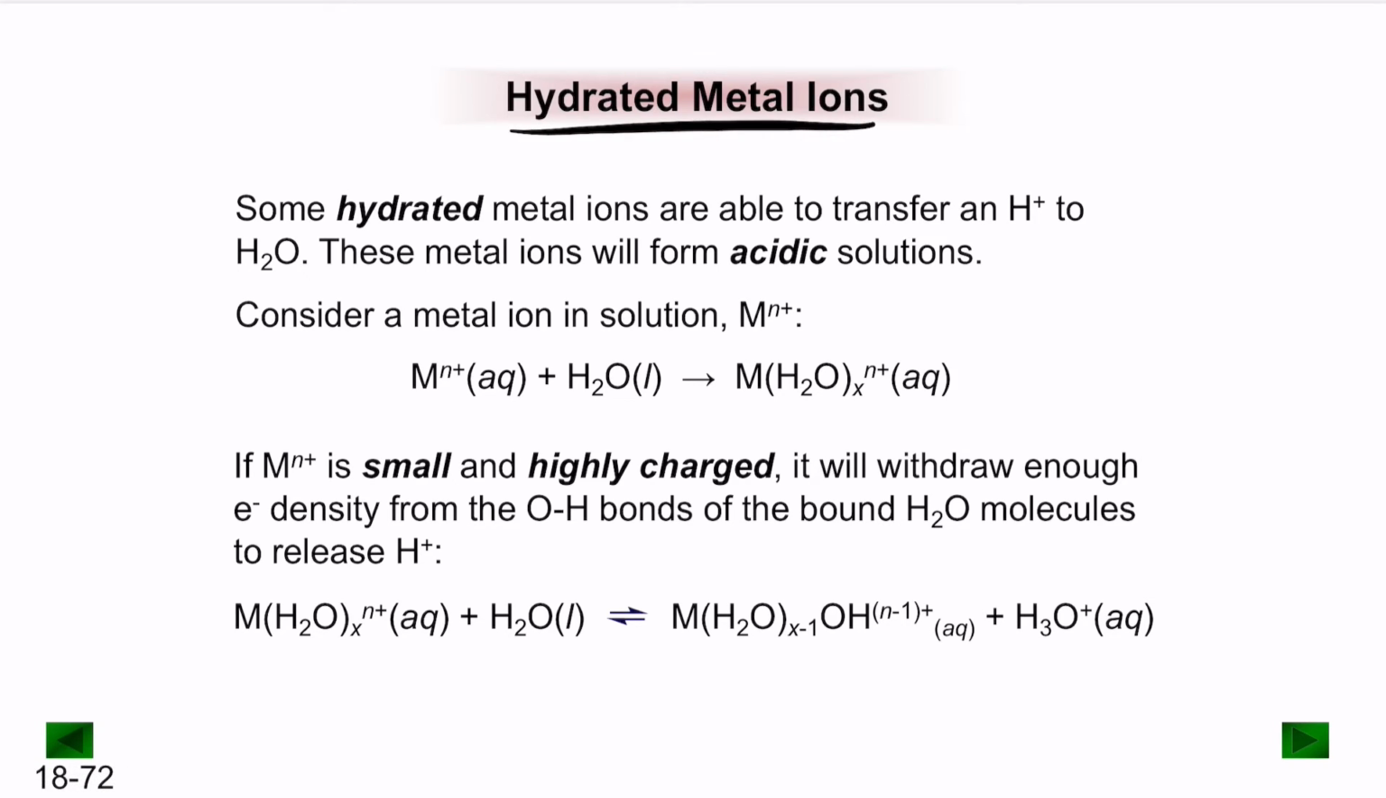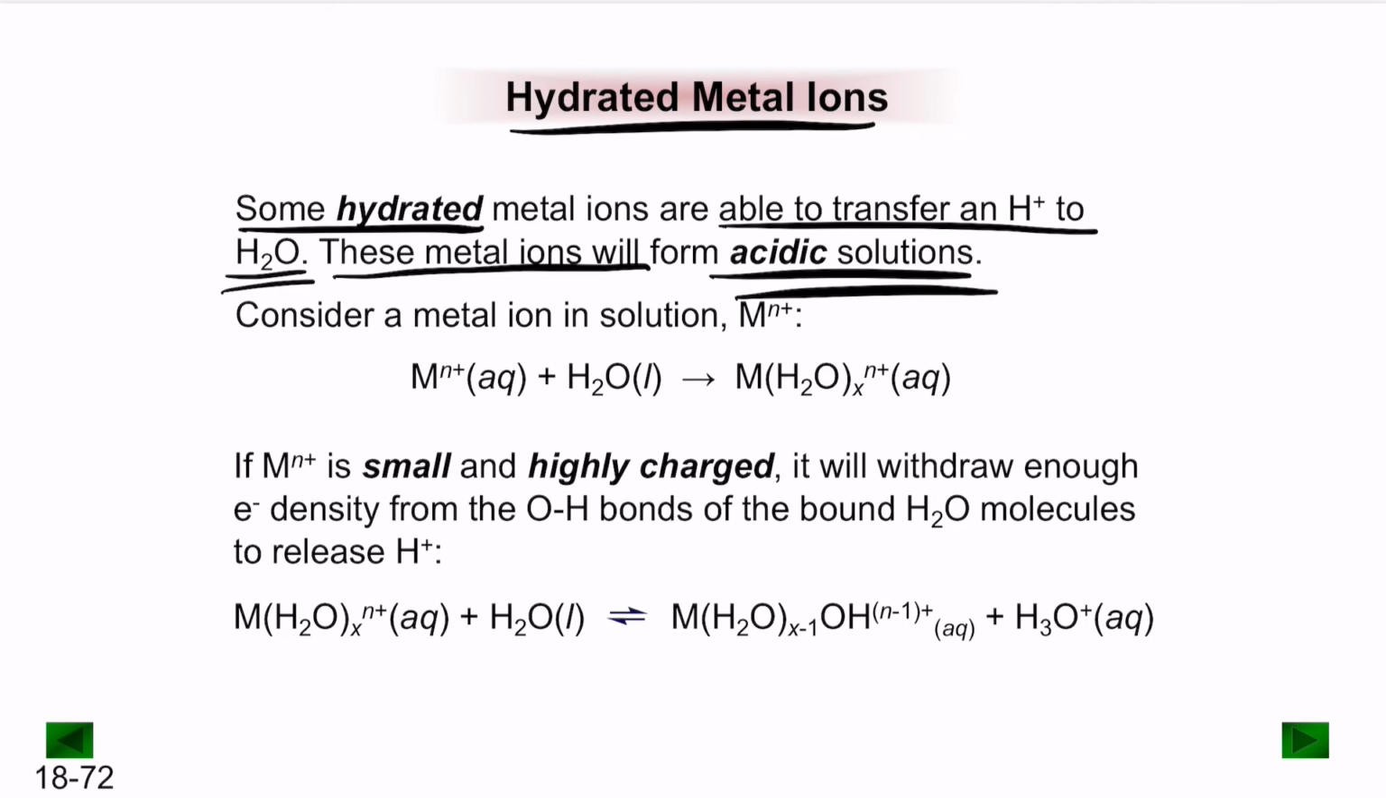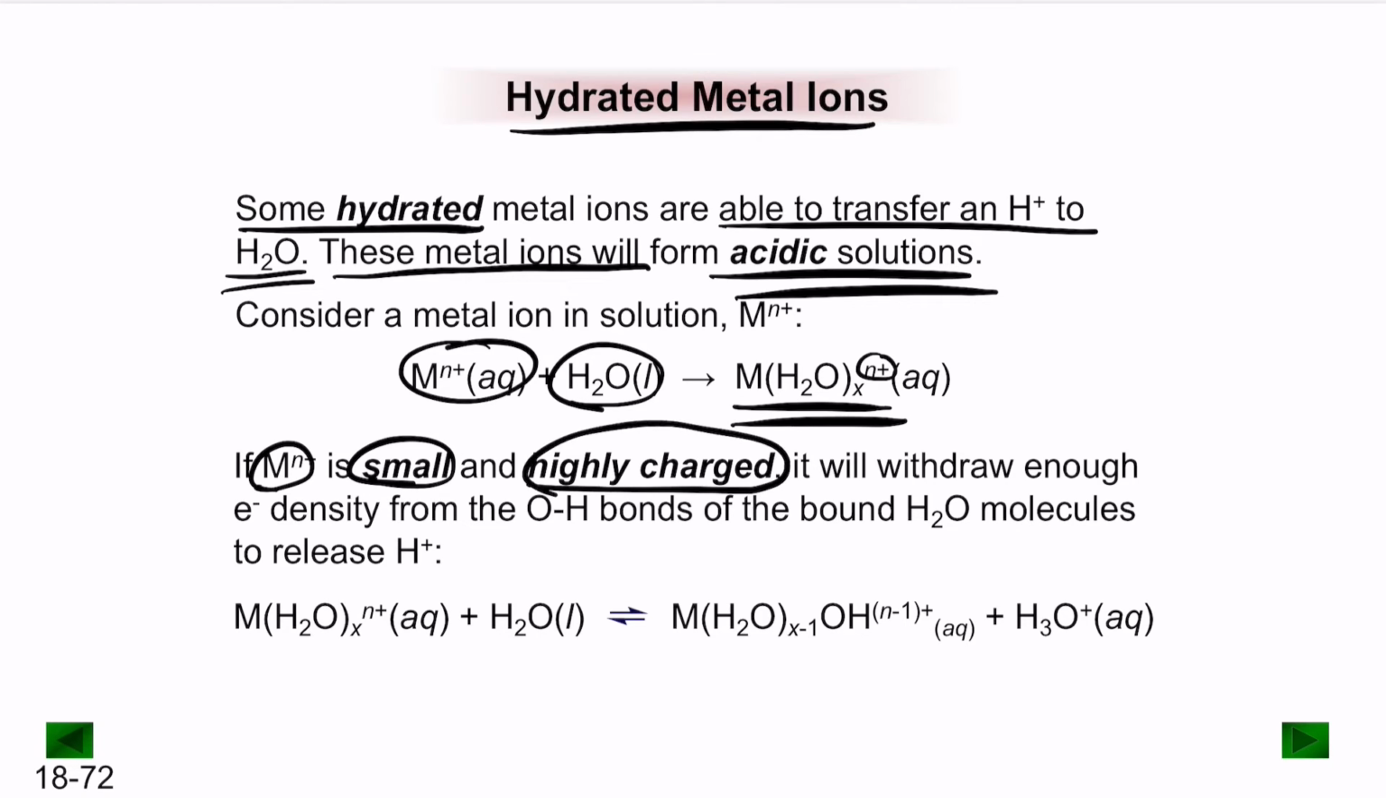Next, let's talk about hydrated metal ions. Some hydrated metal ions are able to transfer H+ to H2O. These metal ions will form acidic solutions. When you consider a metal M^n+ in H2O, this can become M(H2O)x with a charge of n+. The M^n+ must be small and highly charged so that it will draw enough electron density from the oxygen-hydrogen bonds for the bound H2O molecules to release the H+.